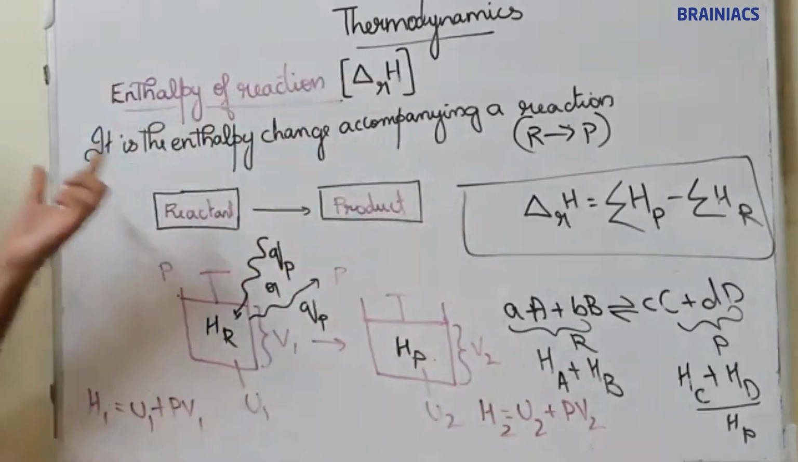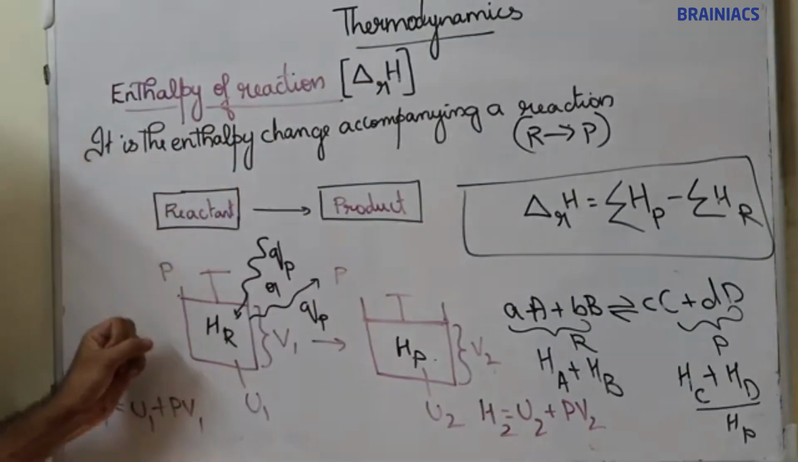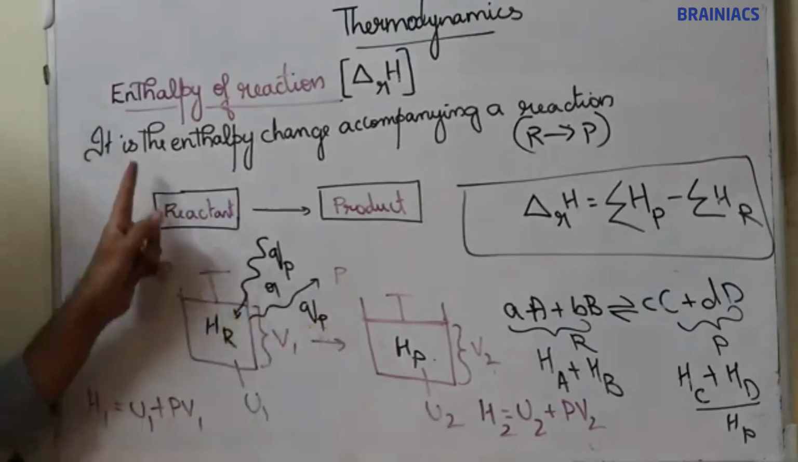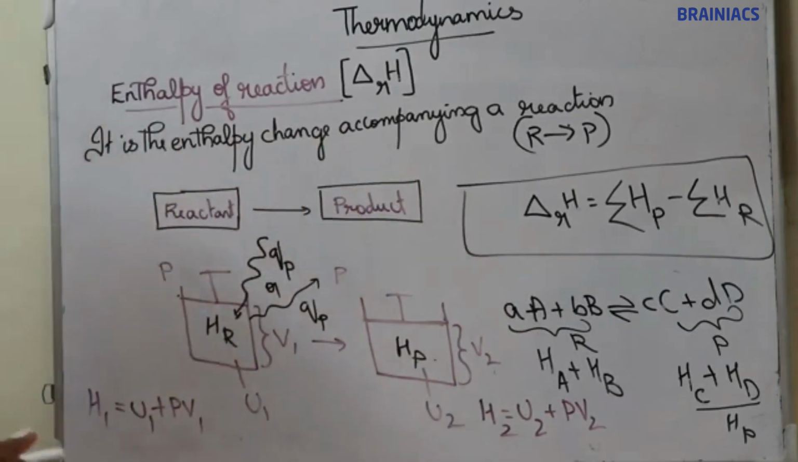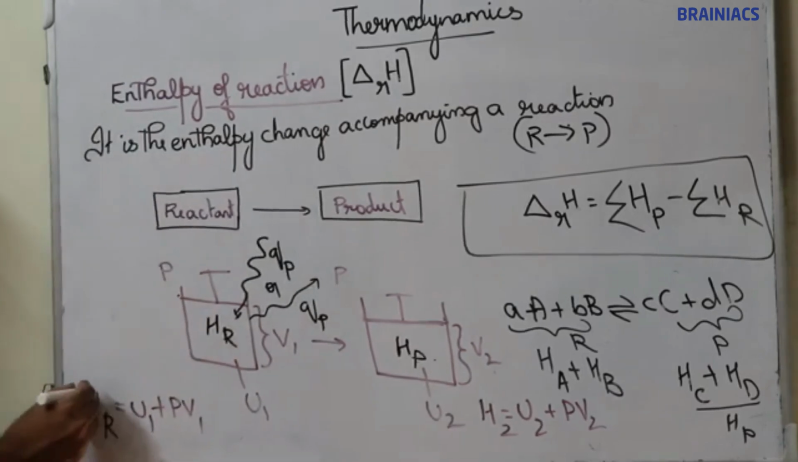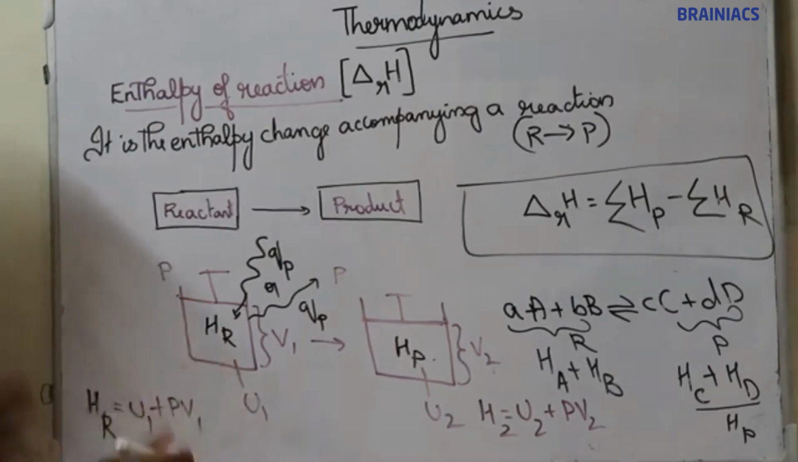I think it's clear. When a reactant absorbs heat energy or releases heat energy, it will convert to product. Now suppose the enthalpy of reactant is HR, or H1.